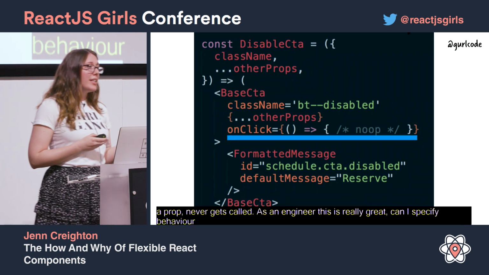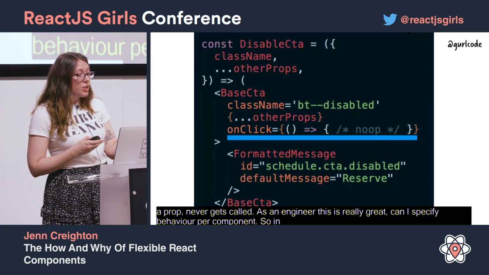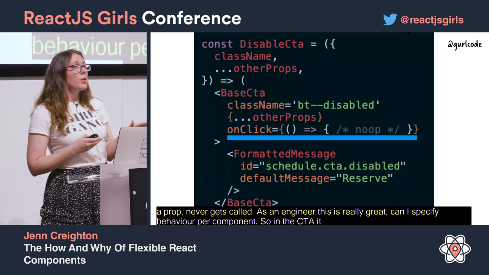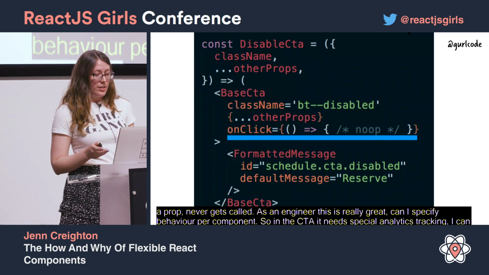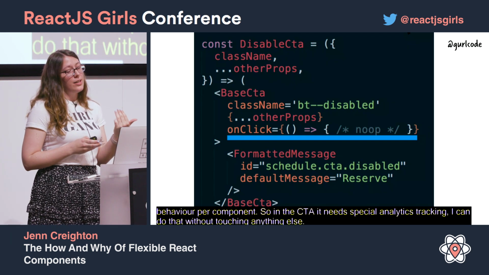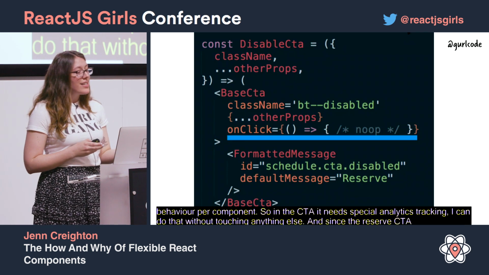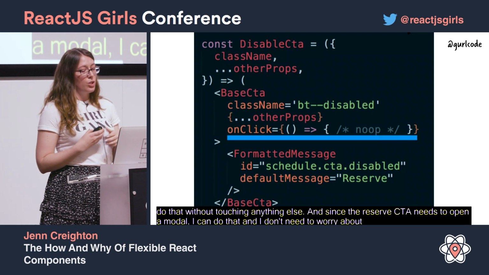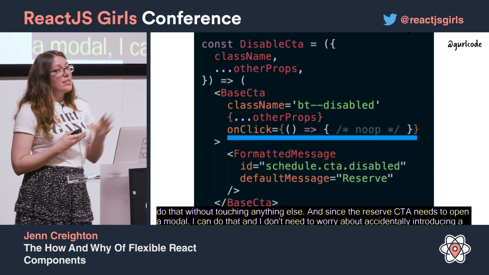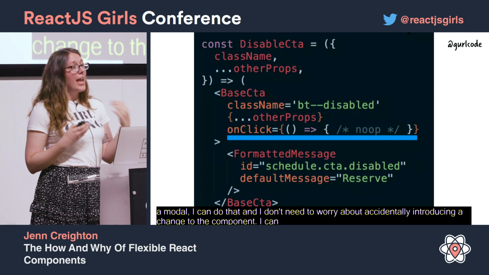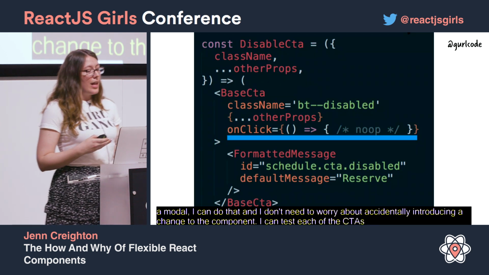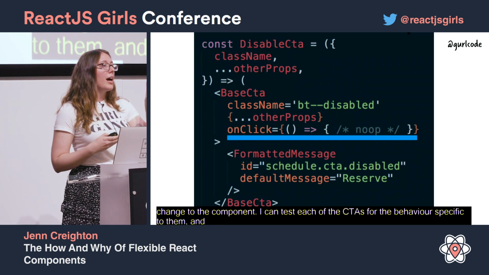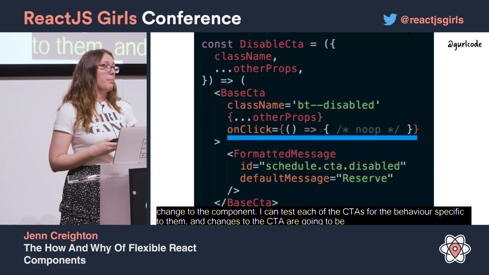So when the join CTA needs special analytics tracking, I can do that without touching anything else. And since the reserve CTA needs to open a modal, I can do that, and I don't need to worry about accidentally introducing a change to the component. I can test each of these CTAs for the behavior specific to them, and changes to the CTA are going to be isolated to that particular CTA component.